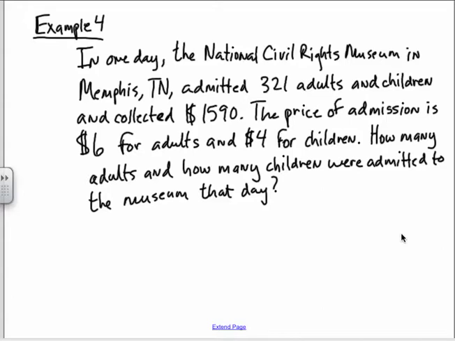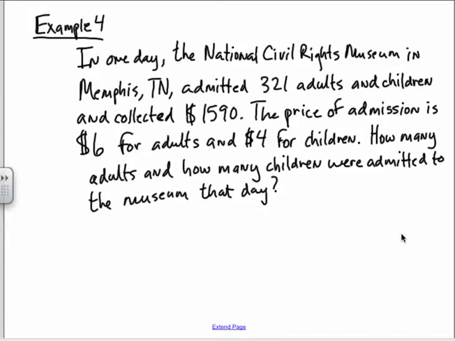Okay? If you look at this one, it says, in one day, the National Civil Rights Museum in Memphis, Tennessee, which, by the way, is in the hotel where Martin Luther King was shot. Martin Luther King was in Memphis working with sanitation workers who were trying to get a better wage. And while he was there, that's when he was shot, was at the hotel room there. Anyway, they've started a National Civil Rights Museum at that hotel.